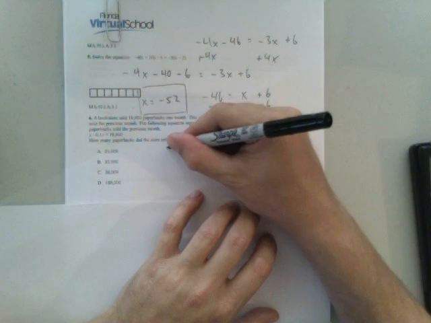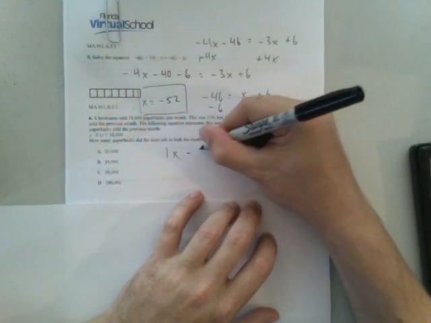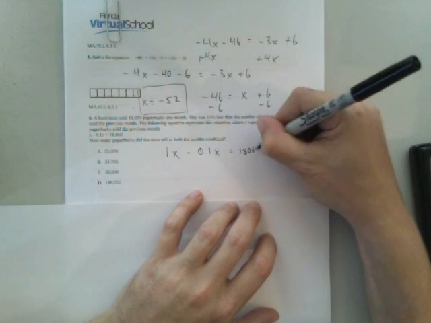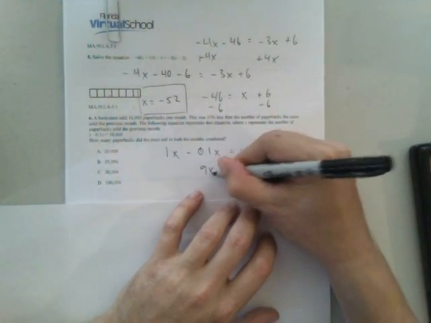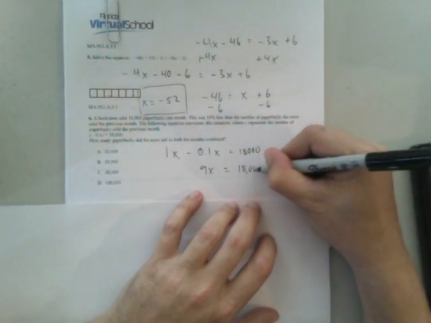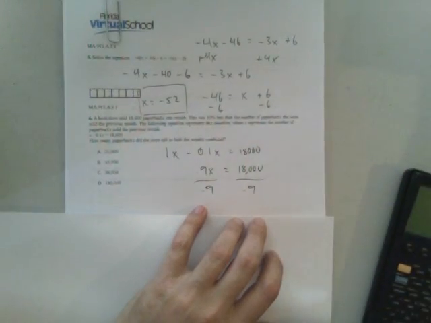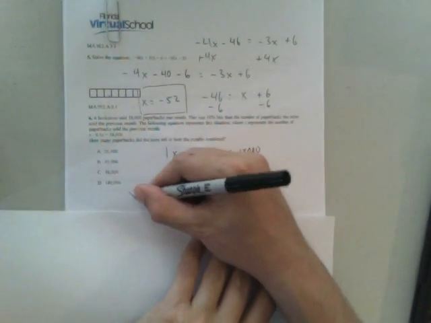Well, x minus 0.1x is 1x minus 0.1x equals 18,000. This is 0.9x equals 18,000 divided by 0.9, divided by 0.9. It's 20,000.